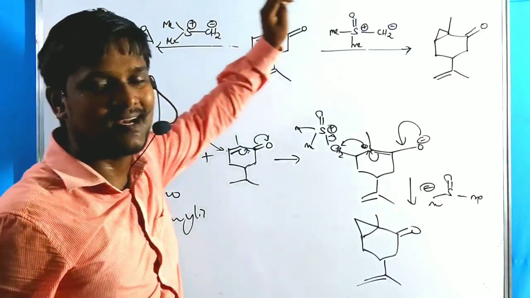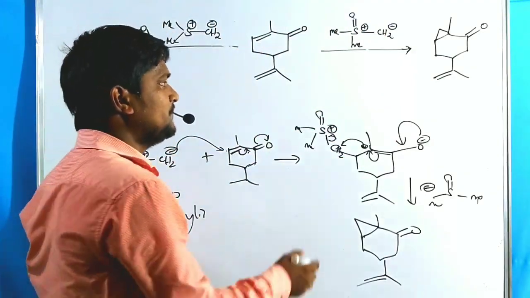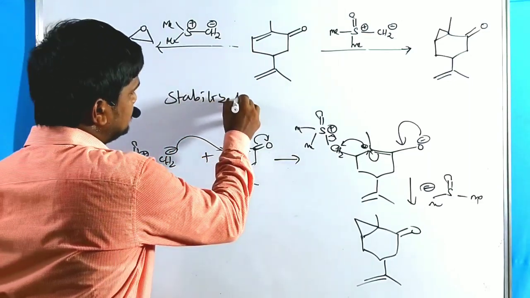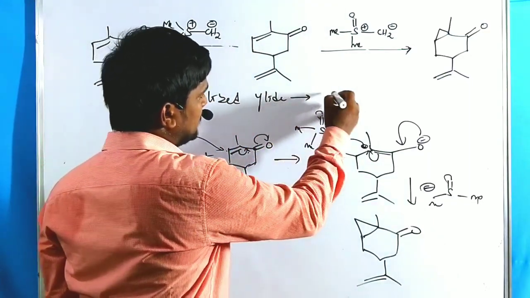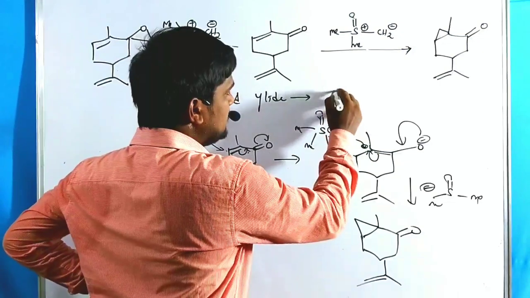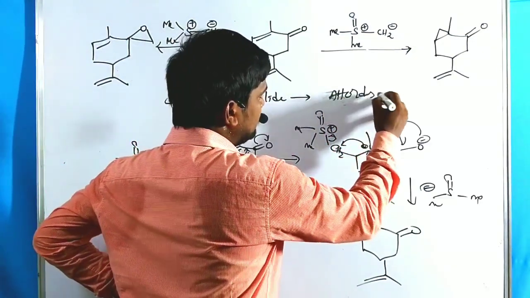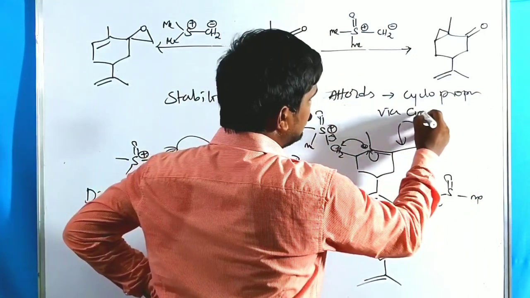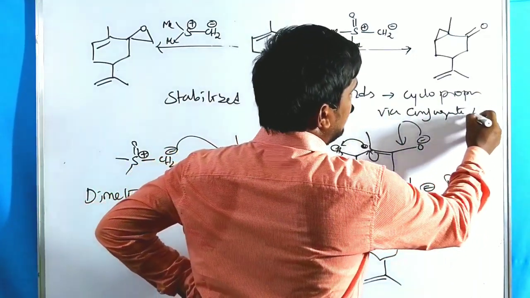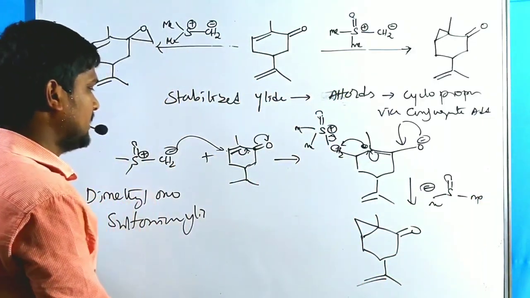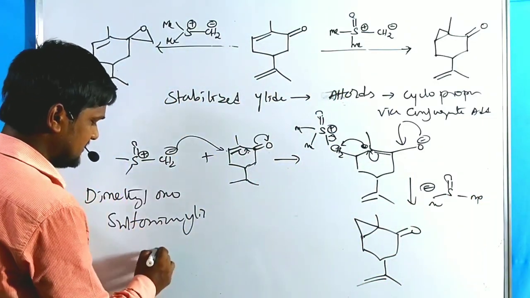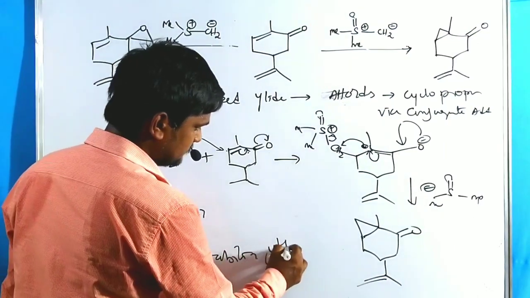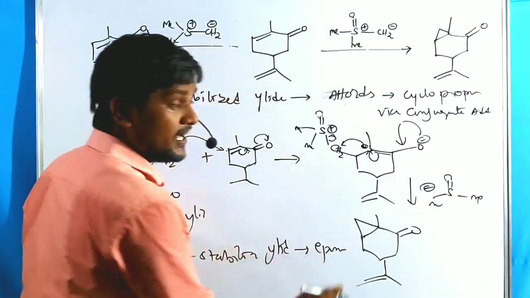The only thing different between these two reagents is that one is the non-stabilized and another is the stabilized ylide. Simply, the stabilized ylide affords the cyclopropane via conjugate addition, that means 1,4 addition. The non-stabilized ylide will give the epoxides as usual.